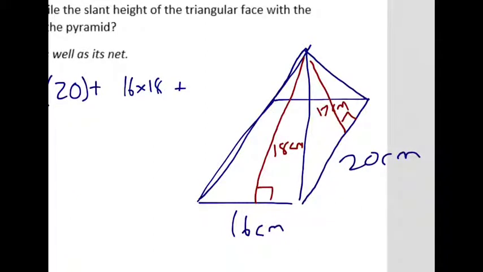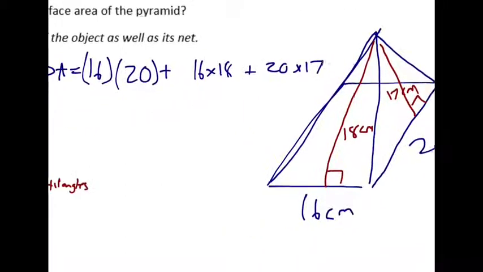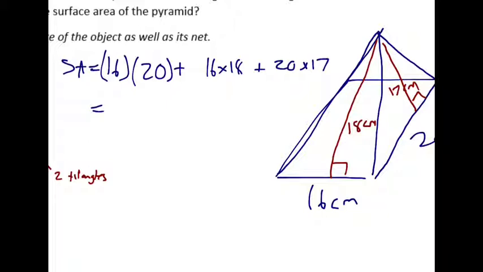Okay, what's the other two numbers I multiply? 20 and 17. Good. Okay, so all of that gives me how much? Okay, good. Me too. 948 centimeters squared.